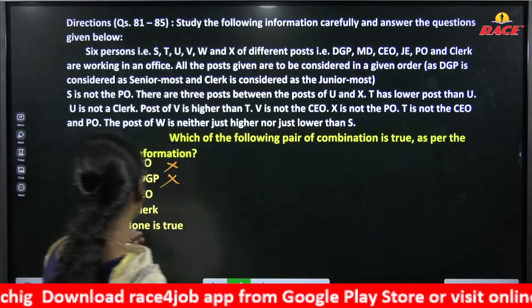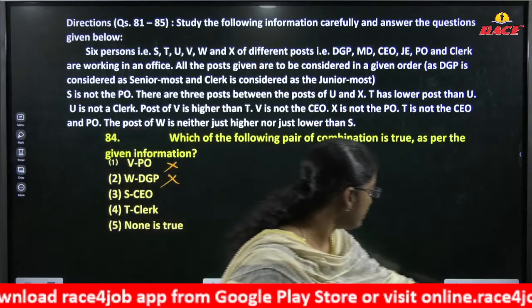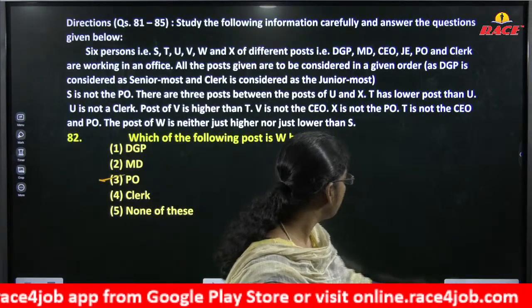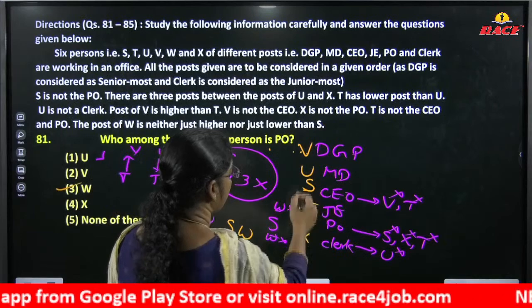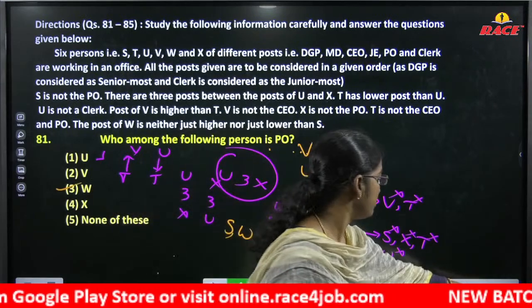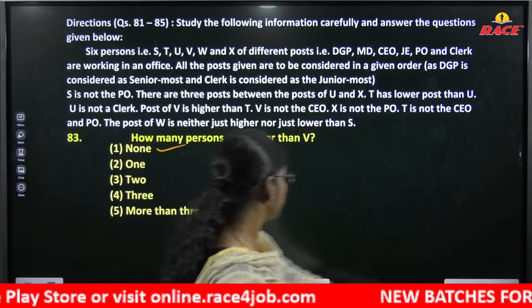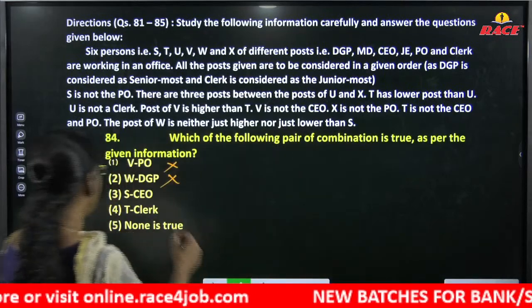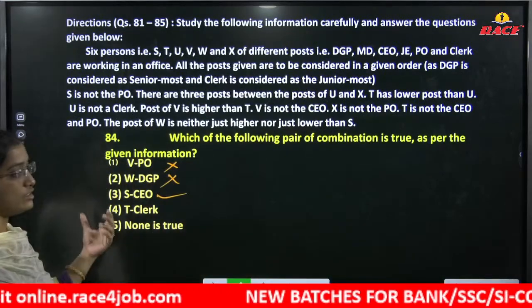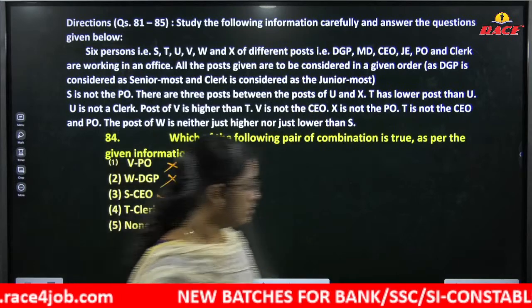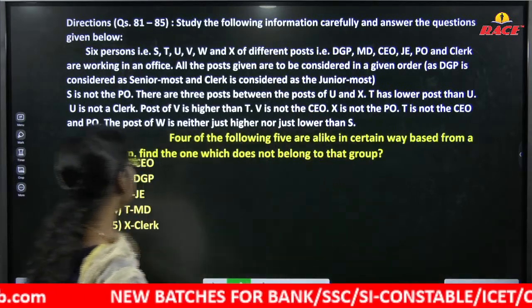Next, S is CEO, T is clerk. S is CEO, T is clerk, yes, that is the correct one. So the answer is option 3. Then move to the next question.